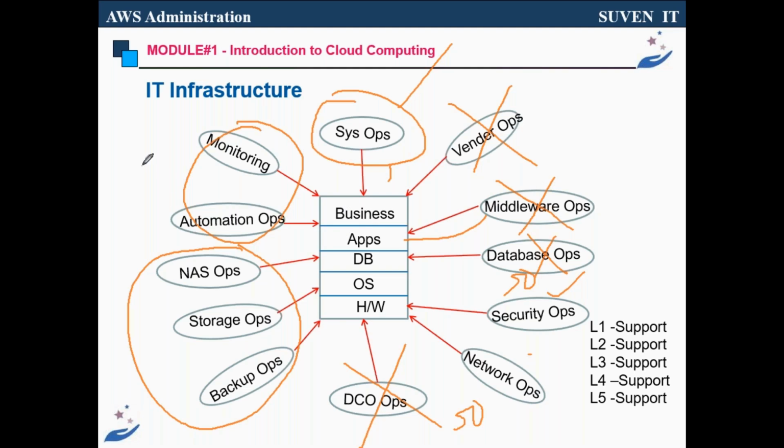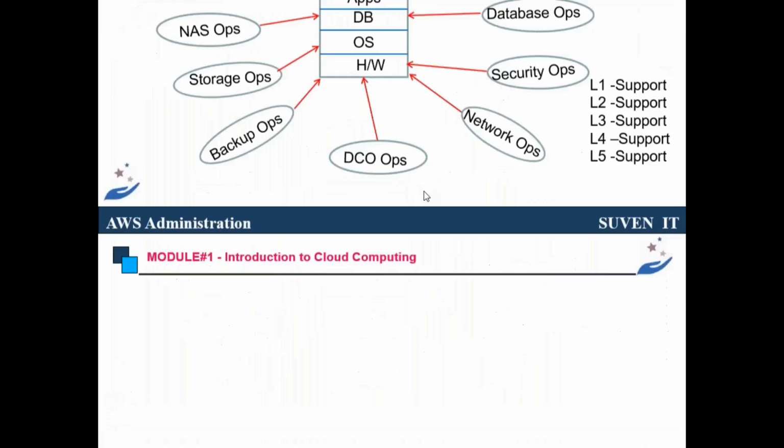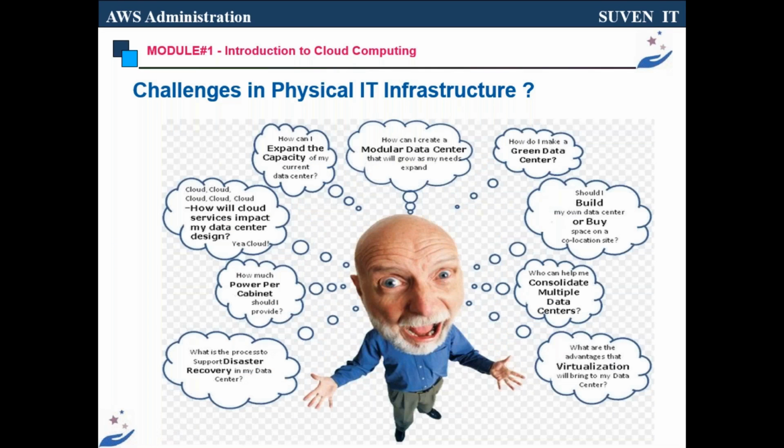If you go to any company, there are 1,000 people managing the company's IT infrastructure. After migrating to the cloud, only 100 people in AWS are good enough to maintain this. That is the most important thing you need to understand. So before going further, to overcome all these issues, we need an alternate solution, that is cloud computing. There are a lot of challenges here.